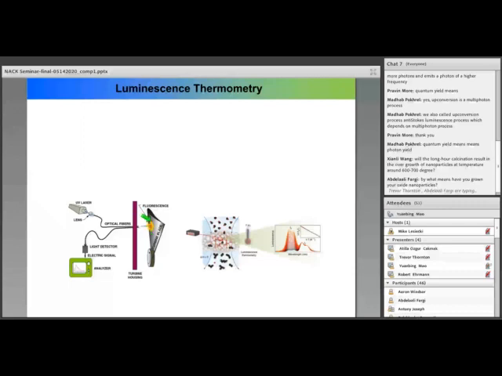If we have a moving part, we want to measure the temperature, right? That's not an easy task, right? But if we use luminescence, then it's possible.